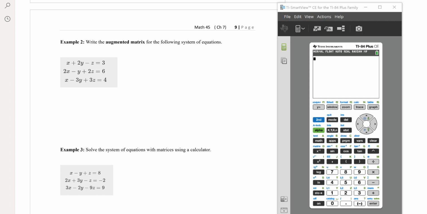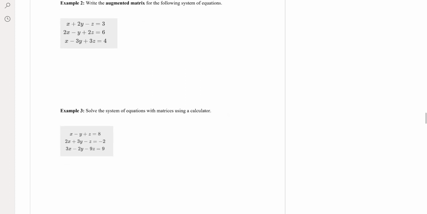So notice how in example number 2, it's asking us to write the augmented matrix. In order to use the calculator, we will need to translate this system of equations into an augmented matrix first. So in order to do that, all I'm doing for the augmented matrix is writing the coefficients. So notice here that the coefficient is 1, so I'll put a 1.